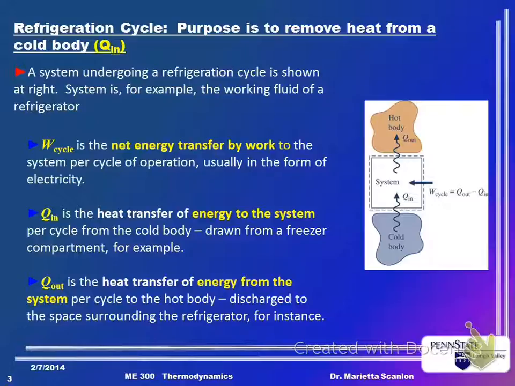Okay, so the other thing that's different, W cycle before was Q in minus Q out, now it's Q out minus Q in. Okay, so make sure you write that down. Got it?